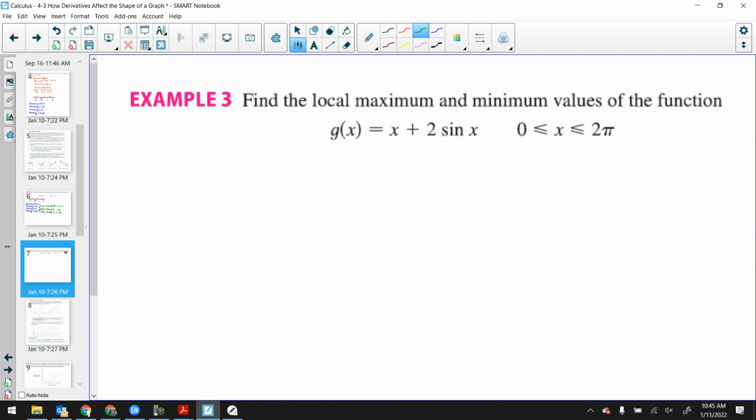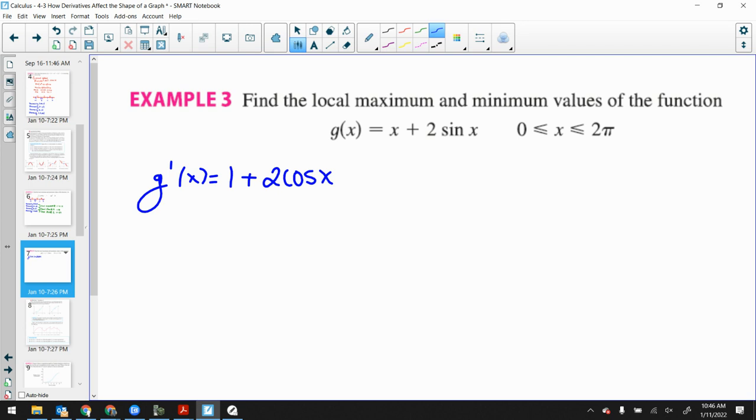Okay, so first step is finding the critical points, right? That's our first place that we got to start. So it looks like g prime of x is, okay, derivative of x is 1, plus 2 times sine x. The derivative of sine is cosine, so 2 cosine x. So the derivative of x plus 2 sine x is 1 plus 2 cosine x.